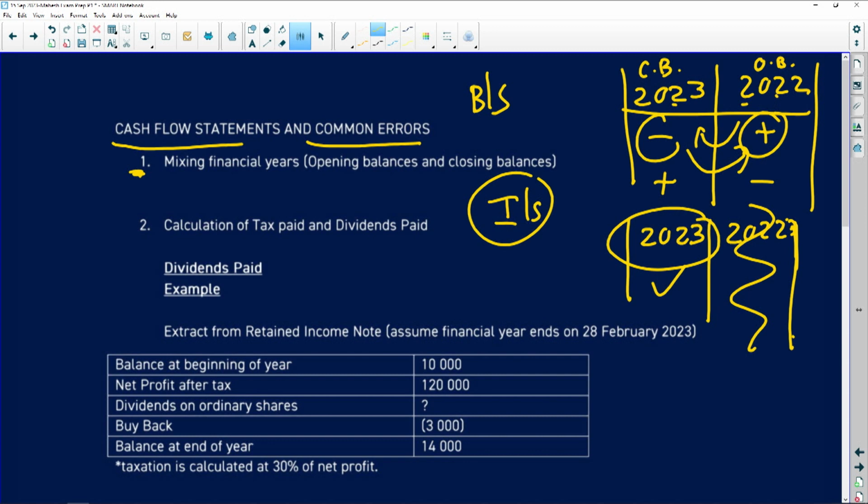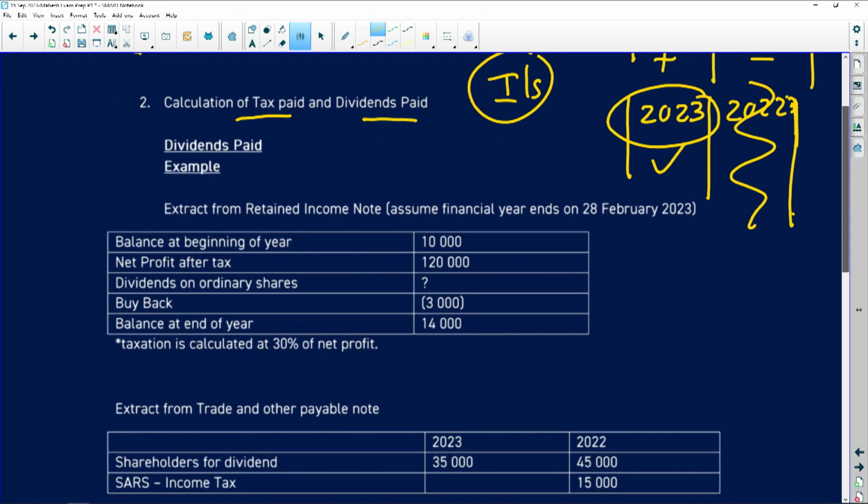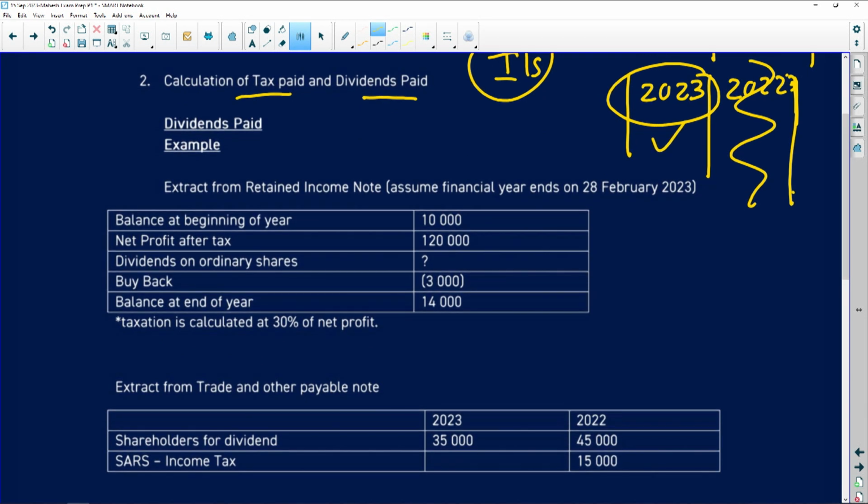Now let's get to some specifics. Let's now look at some calculations in terms of taxation paid as well as dividends paid. So I'm going straight to an example, and I'm going to use the example to illustrate the errors that students make. So we're going to start off with dividends paid. It does include taxation as well, right? So dividends paid and tax paid or taxation paid, right?